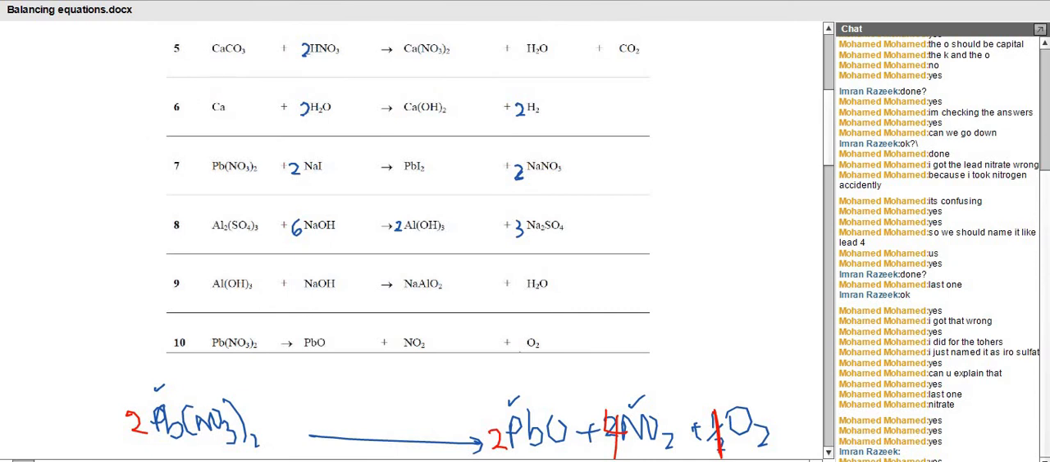This one, the ninth one, let me balance. So there is 3 plus 1, 4 hydrogen. So you put 2 in front of water, 4 hydrogen, hydrogen is balanced. 2 plus 2, 4 oxygens. 3 plus 1, 4 oxygens. Sodium is balanced, oxygen is balanced, hydrogen is balanced. So next one, you can simply put half and balance it, or you multiply the whole equation by 2, in that case 2, 2, 4, right? 1 to 10, is it okay?